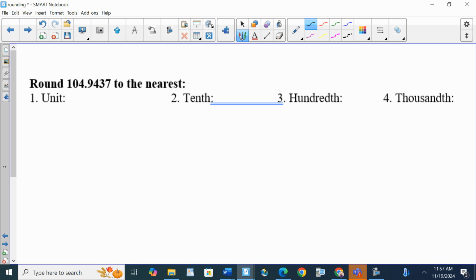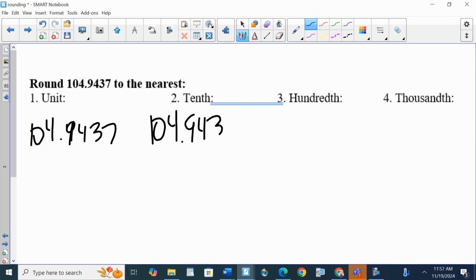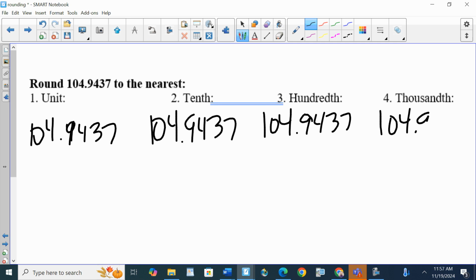104.9437 to the nearest. So what I'm going to do is I'm going to write it each time. 104.9437. The first one asks me to round to the nearest unit.